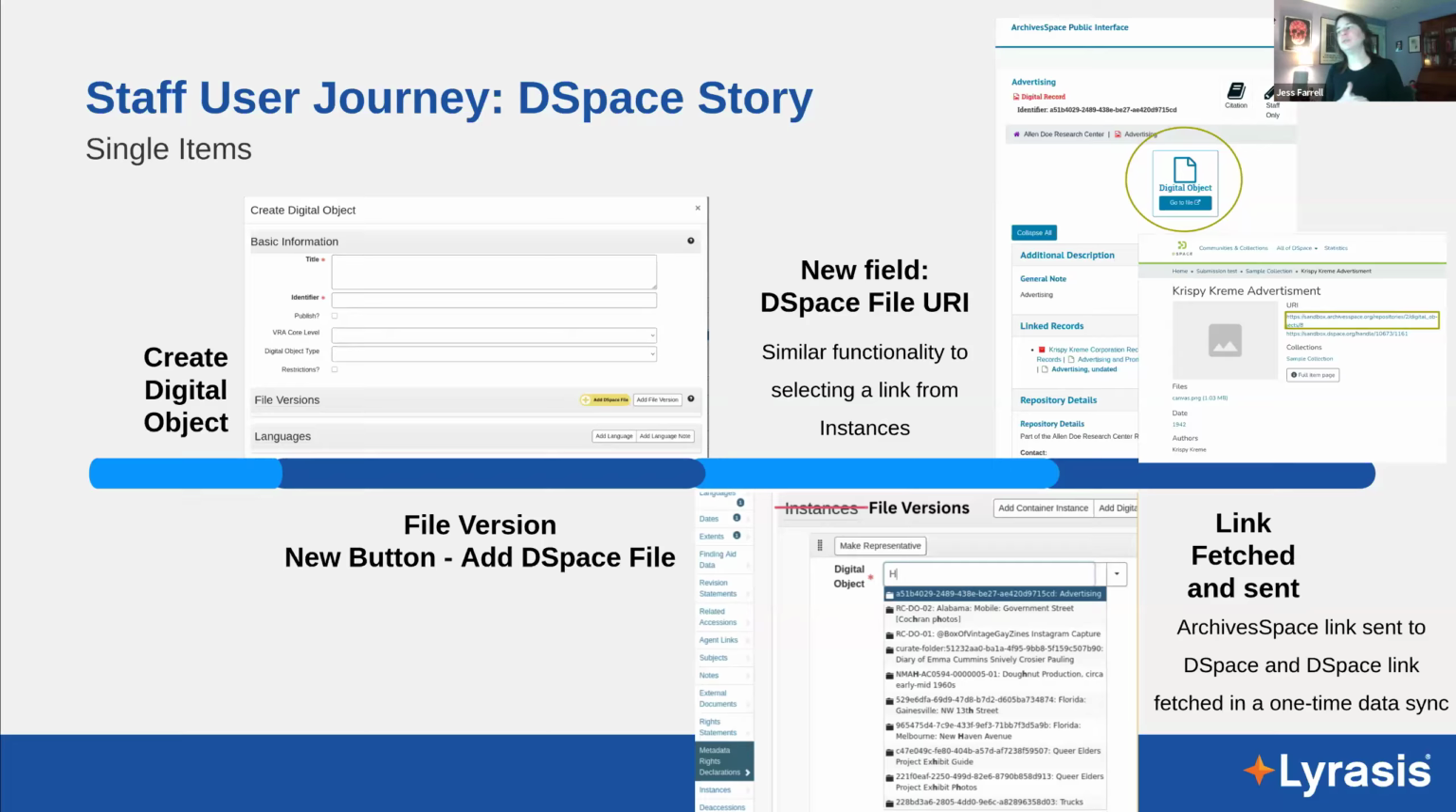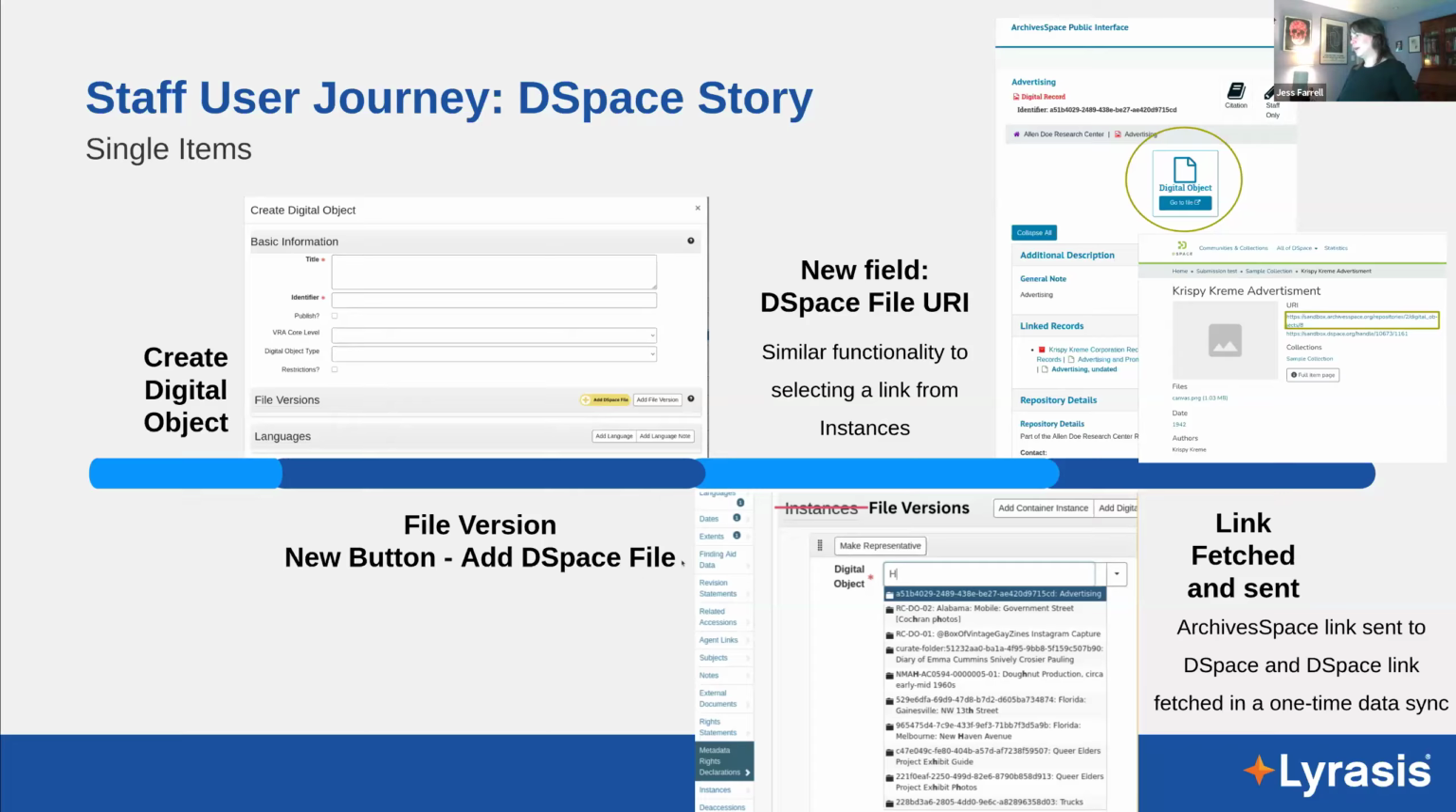So the first one is to deposit, or not, sorry, not deposit. The first one is to link a digital object from DSpace without having to manually go to DSpace, copy and paste that link back into ArchivesSpace. So we have here going into create a digital object, where I've suggested that we could have a new button here for add a DSpace file under file versions potentially. At this point, I'm trying to fit in anywhere I can, but I'm happy to hear any other ideas.